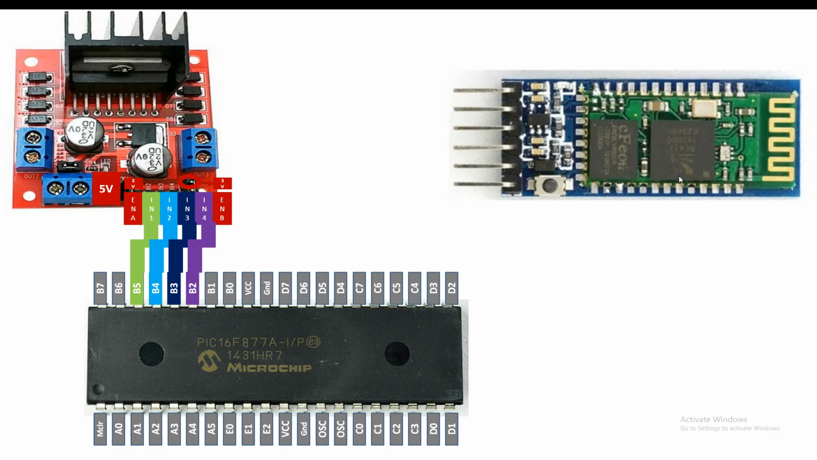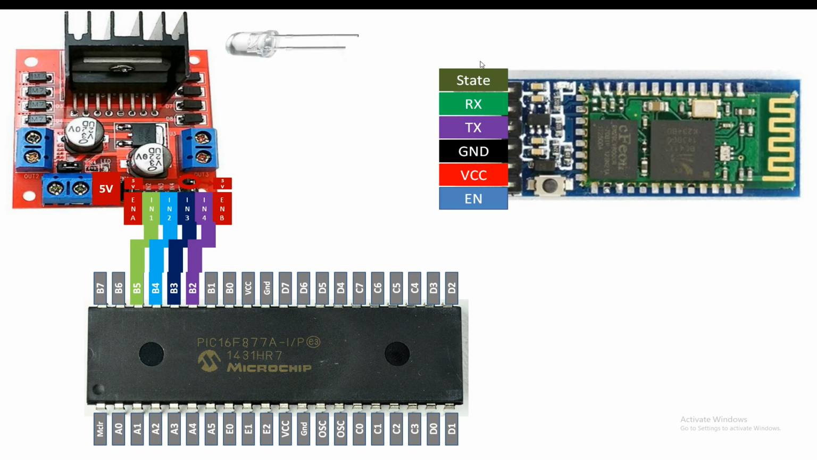Then guys, this is our SC05 module. As you can see, it has 6 pins, 1, 2, 3, 4, 5, 6. Let me label them for you. The bottom one is the enable, then you have VCC, then ground, then TX, then RX, then state. These are the 6 pins. Let me show you how to connect it with the PIC.